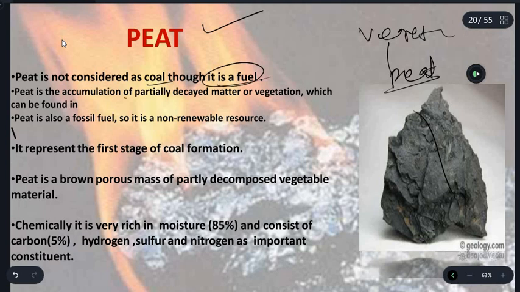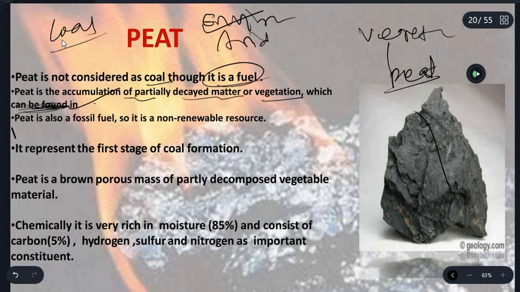Peat is the accumulation of partially decayed matter or vegetation. In which environment will it be found? Normally, in which environment is coal found? Can it be found in an arid environment? Can coal be found in an arid environment? Anyone? No sir. No, right? You cannot get it in the arid environment.